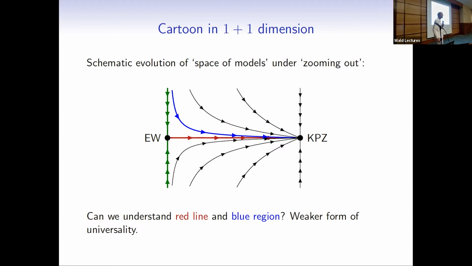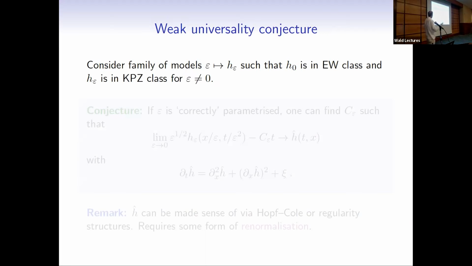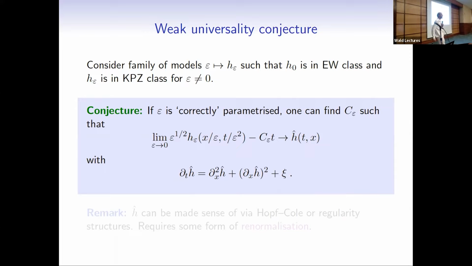And so here is a kind of conjecture. The conjecture is that basically whenever you do that, you always get the same thing. So that's in vague terms what the conjecture says. And that thing that you're supposed to get is always the solution to this KPZ equation.